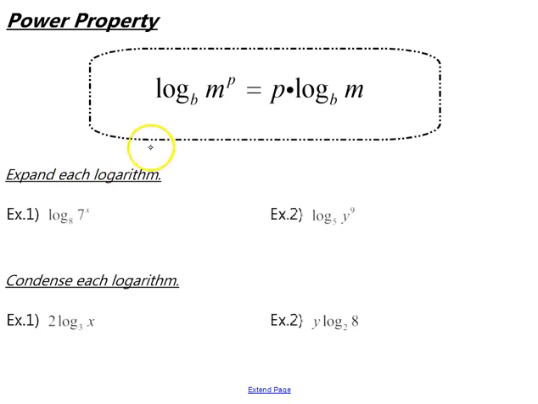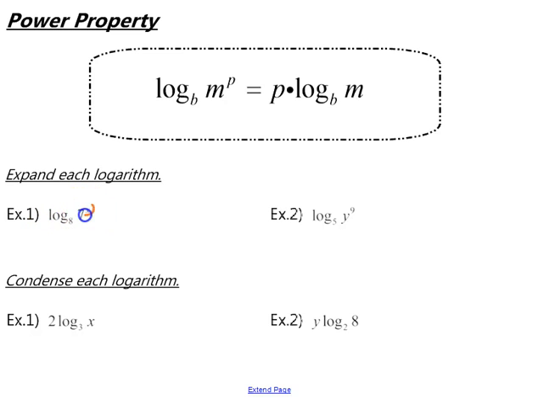Next, let's take a look at the power property. Log base b of m raised to the p power is equal to p times log base b of m. So basically what happens is if you have an exponent, you're going to bring it down in front of the log as a coefficient. So let's go ahead and expand this logarithm.